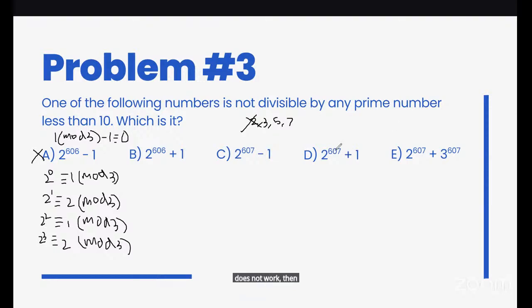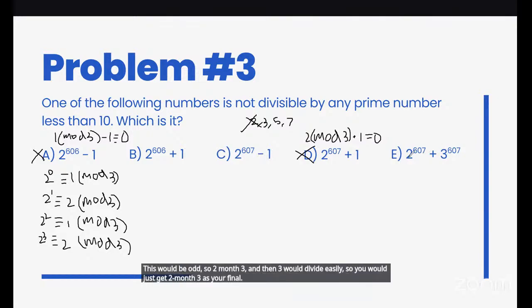Then for D, if we look at it here, it would be 2 mod 3 as well, which we just figured out in C. But here, because we're adding 1, this would just result in 3 mod 3. And 3 mod 3 would just be 0 again. So once again, this is 0, and it's divisible. That means D would also not work. And then for E, when you look at it, this would be odd, so 2 mod 3, and then 3 would divide easily. So you would just get 2 mod 3 as your final. So this would also not work.